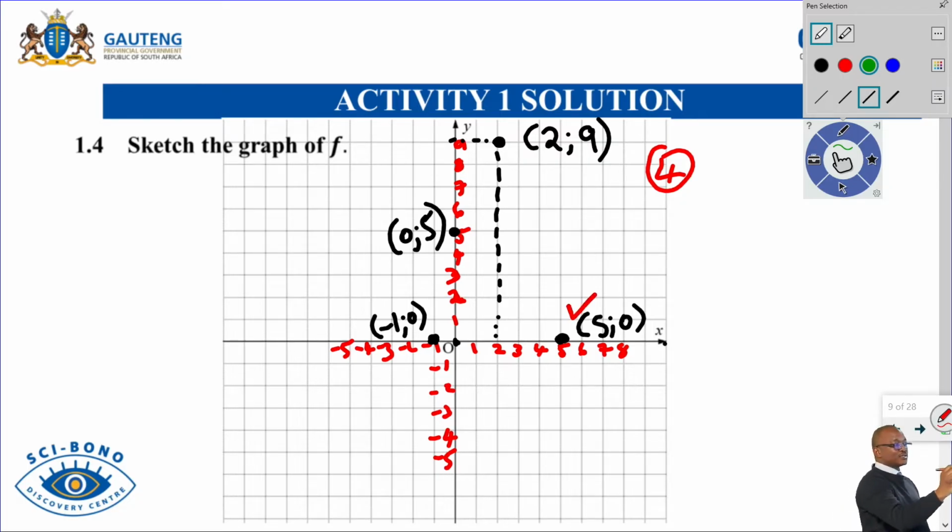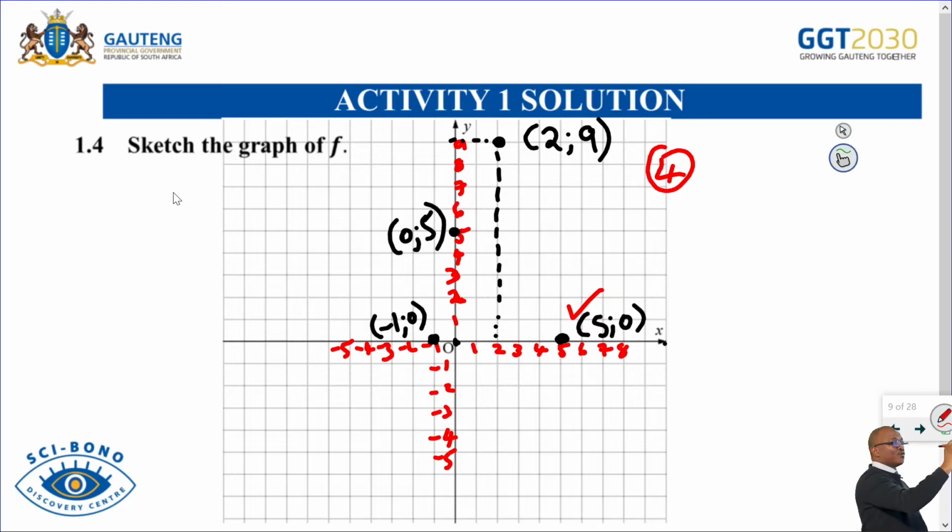Already you have 3 marks: 1 mark for the 2 x-intercepts, 1 mark for the y-intercept, and 1 mark for the turning point. So already out of 4, you have 3 marks. And then the 4th mark is to show the shape of the graph.